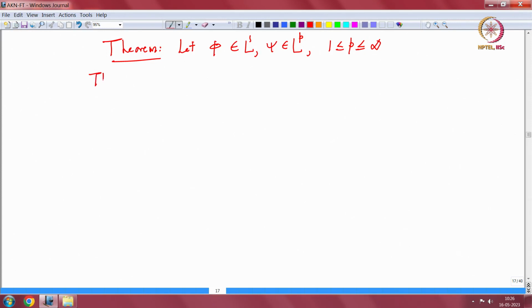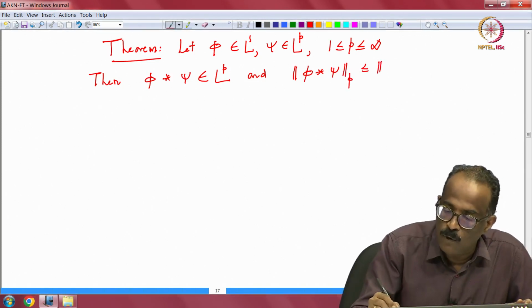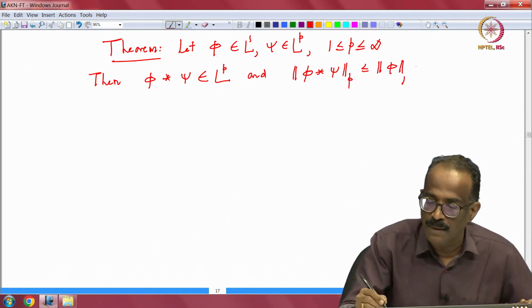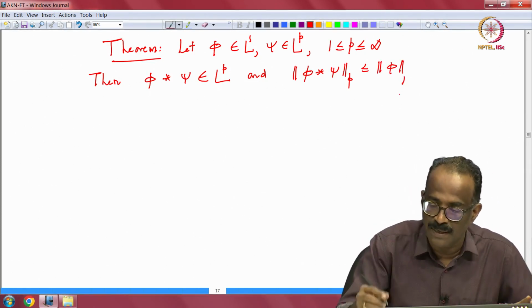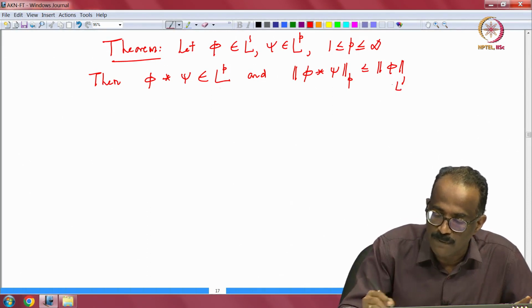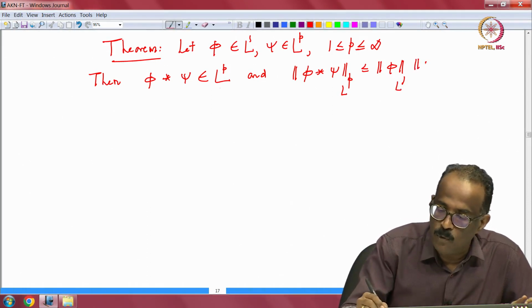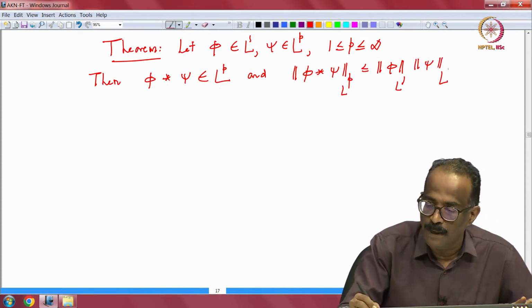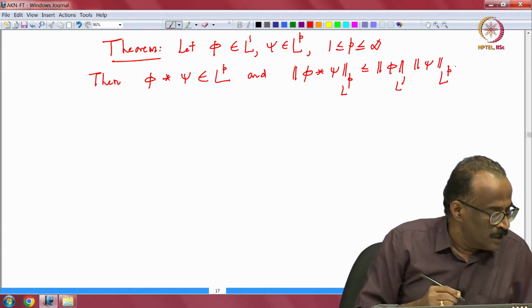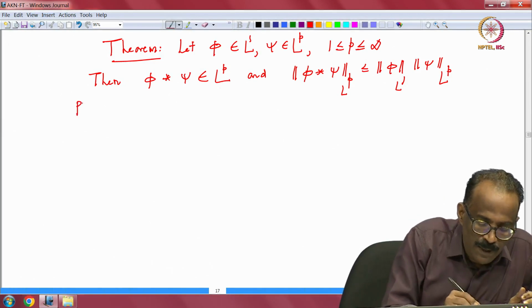Then phi star psi is in Lp, and you have the estimate that the norm of phi star psi in Lp is less than or equal to the norm of phi in L1, do not confuse with C1, so here we are writing L1, times the norm of psi in Lp. Okay. So, how do you do that? Let me give you a quick proof of that.